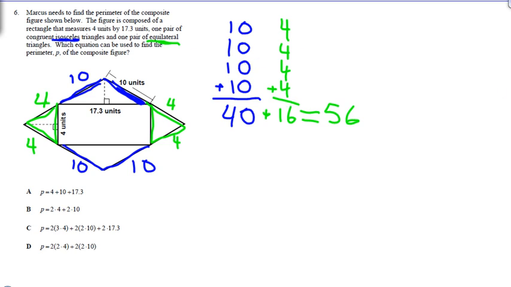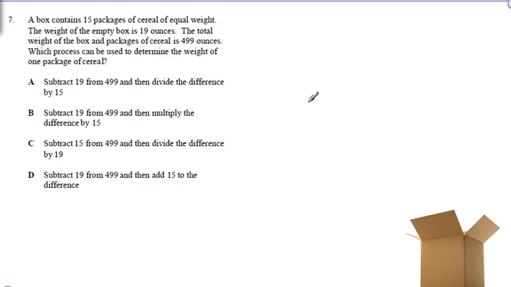Okay? Alright. Number 2. A box contains 15 packages of cereal. So we've got boxes in our boxes. The weight of the empty box is 19 ounces. Total weight of the box with the packages is 499 ounces. Which process can find the weight of 1 package of cereal?